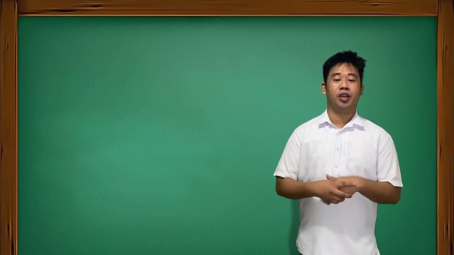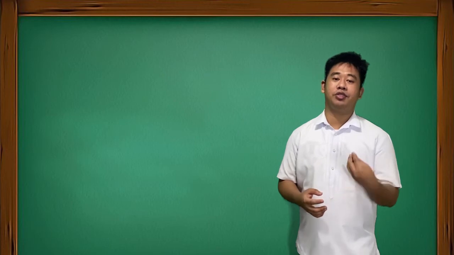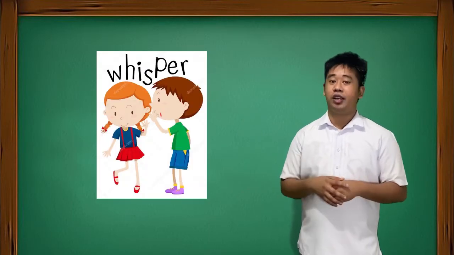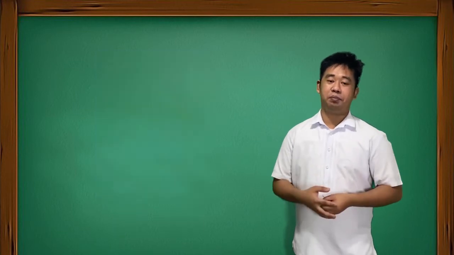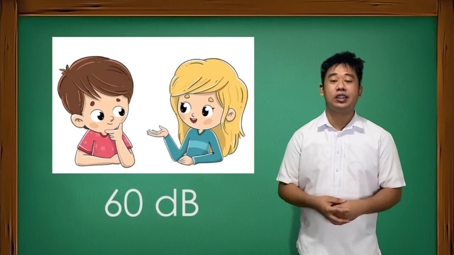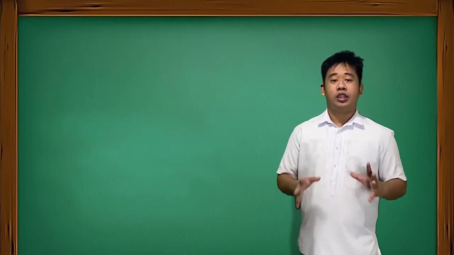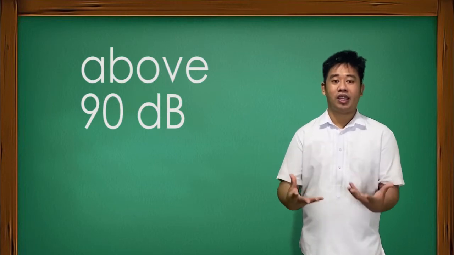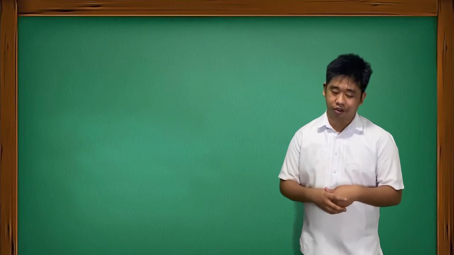For example, the intensity of the sound of whisper is 40 decibels. It has no risk. Another example, the intensity of the sound of the normal voice is 60 decibels. It has no risk. But the sounds above 90 decibels are damaging in our hearing.